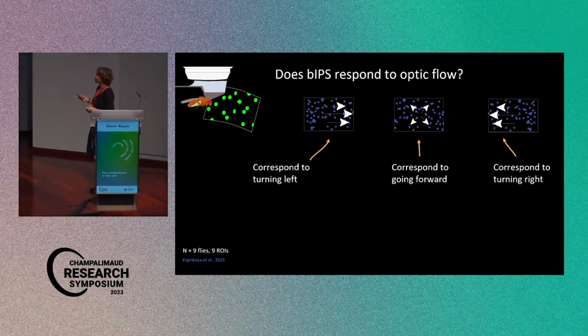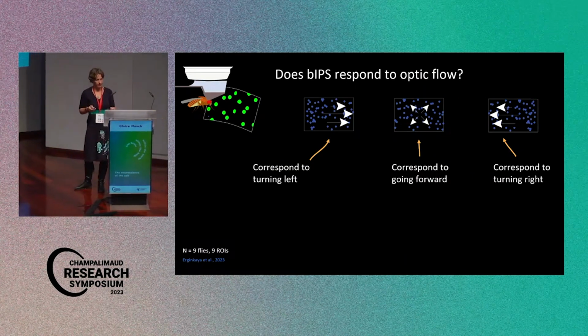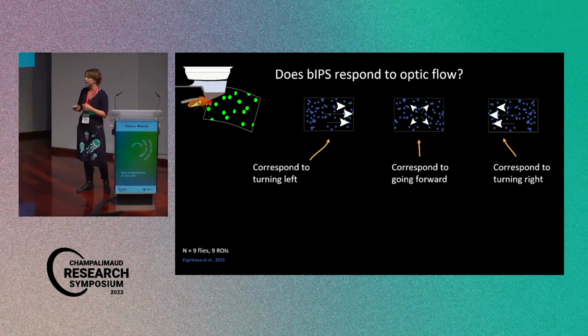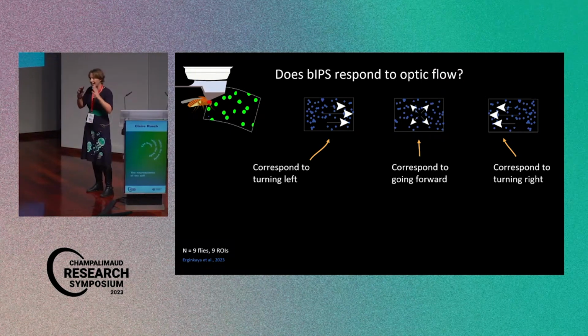OK, the first thing we need to know is how they respond only to optic flow. Those are experiments that Mert did. He removed the ball and waxed the legs to make the experiment as purely visual as possible, and he presented many different visual stimuli.